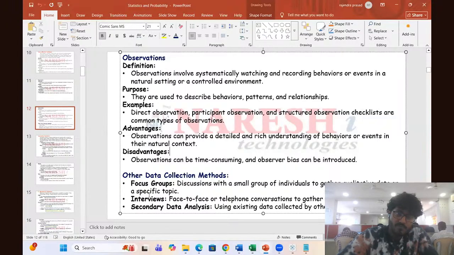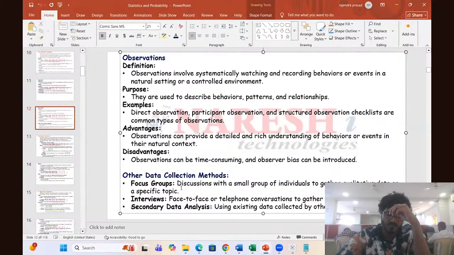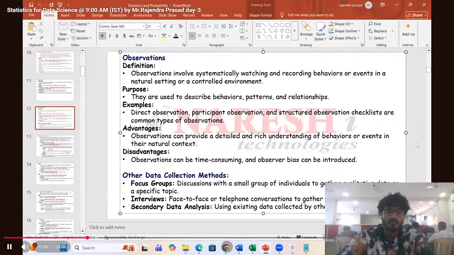Another data collection method that we have in the market is focus groups, meaning a discussion with a small group of individuals to gather qualitative data on a specific topic. In real-time business also, guys, being a data analyst or data scientist, we might be giving you the business insights, but the business person cannot take an action directly.